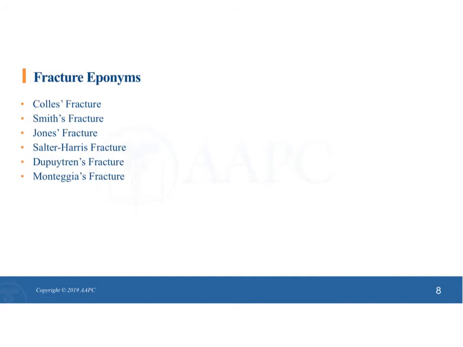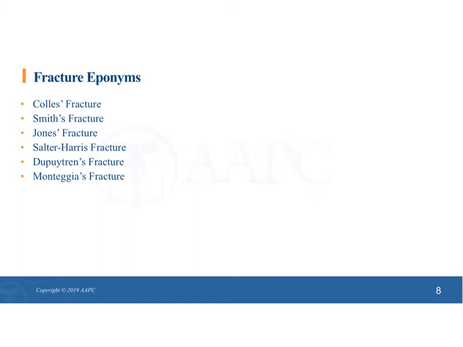Fractures have been given specific names, including the Colles fracture. This is the fracture of the distal radius with displacement and/or angulation of the distal bone. Smith's fracture is a reversed Colles fracture. It is a fracture of the distal radius with displacement of the fragment towards the palmar aspect.